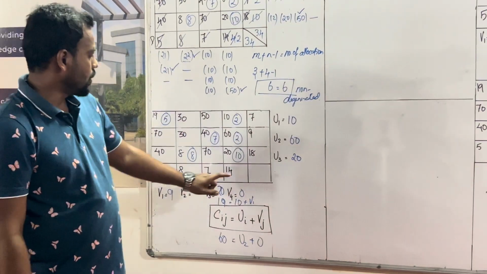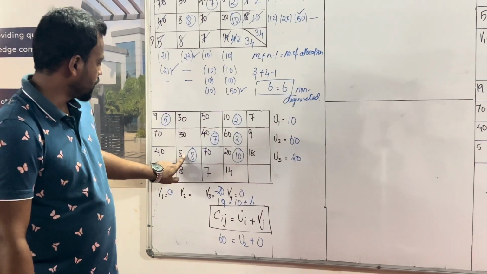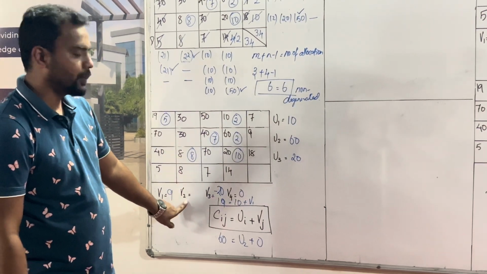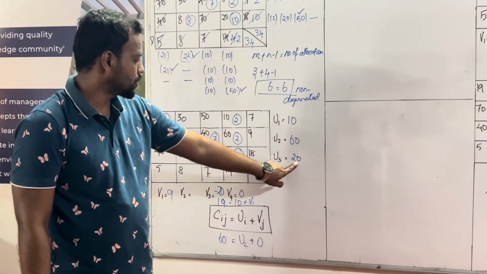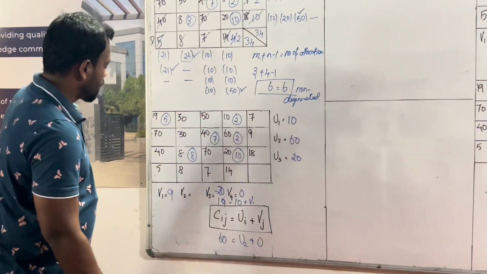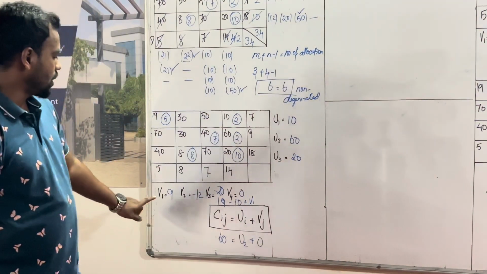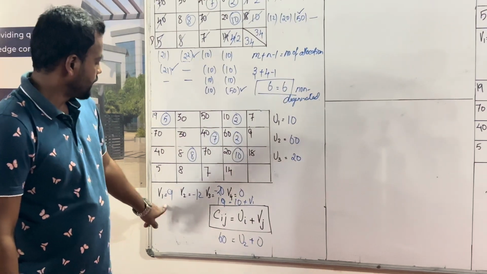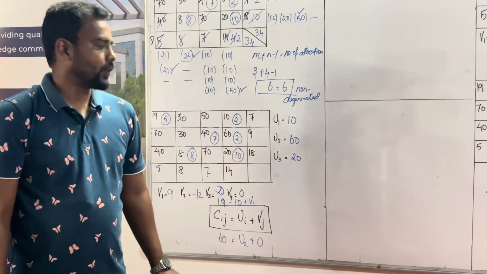Okay, so now by using U3, let us see what we are going to find out. So you have allocation at V2, so we are able to find out V2. So the U value is 20 and Cij value is 8. So 8 minus 20, which is going to be minus 12. Okay, so now we found out all the V1, V2, V3 and V4 values, U1, U2, U3 and U4 values.